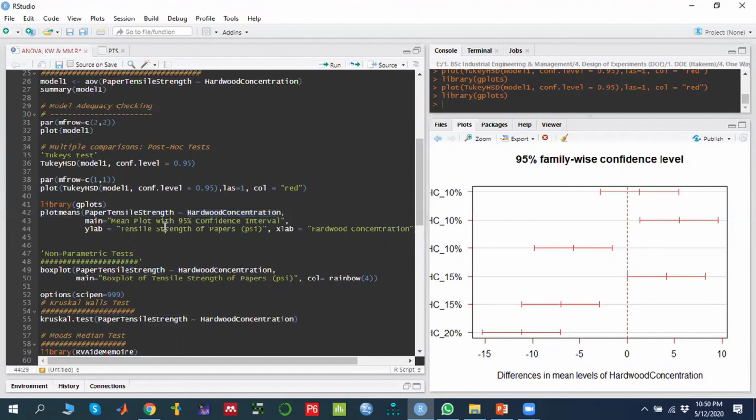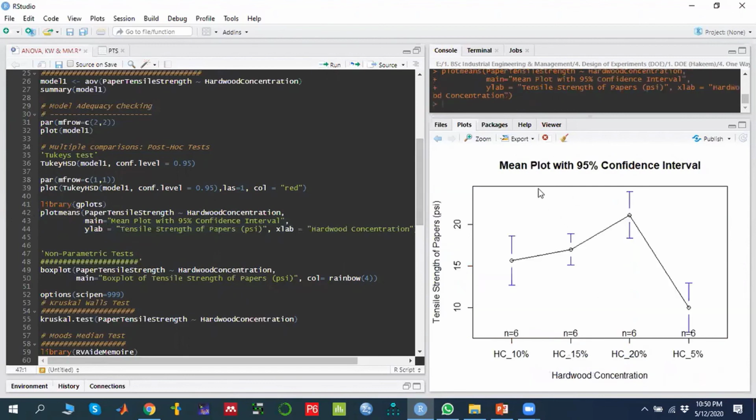This is the independent variable, and then this is optional. I'm writing down what should appear in the heading of the graph, what should be the y-axis, and what should be the x-axis. So I'm running this graph and I'm getting results like the box plot, but right now we are also getting the confidence intervals. Okay, so here we can also see that at all the levels of the hardwood concentration, the paper strength is not equal. So I hope one-way ANOVA using R is clear.